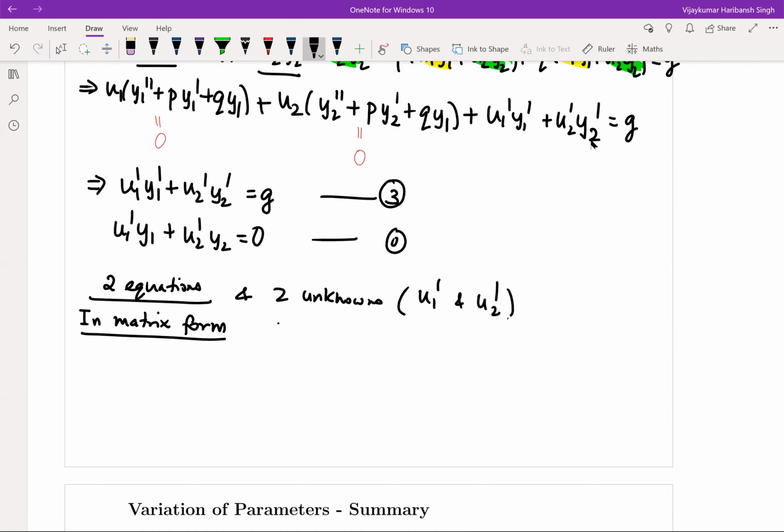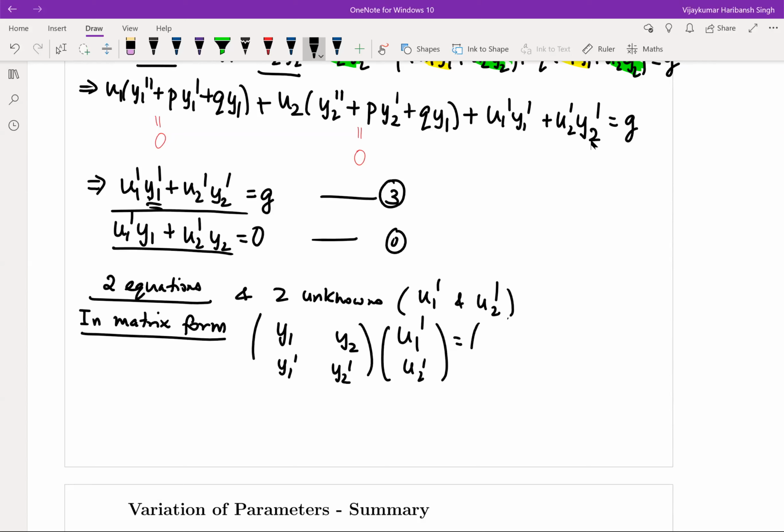In matrix form, what do we get? We get y1, y1 prime. I'm reading the first equation, so I can write it as y1, y2. Then the next equation, y1 prime and y2 prime. This multiplied by u1 prime, u2 prime is going to be 0, g.